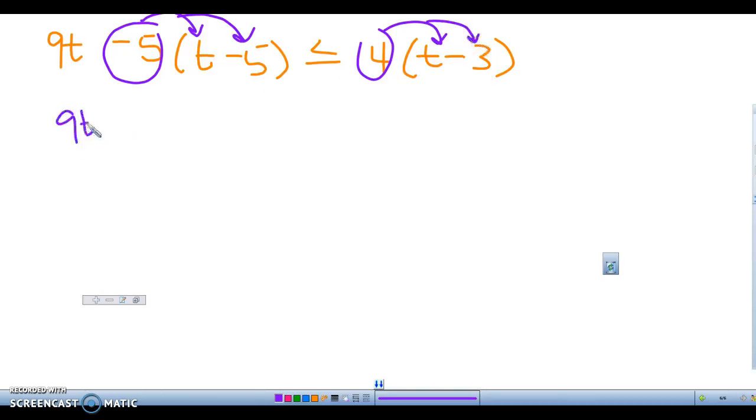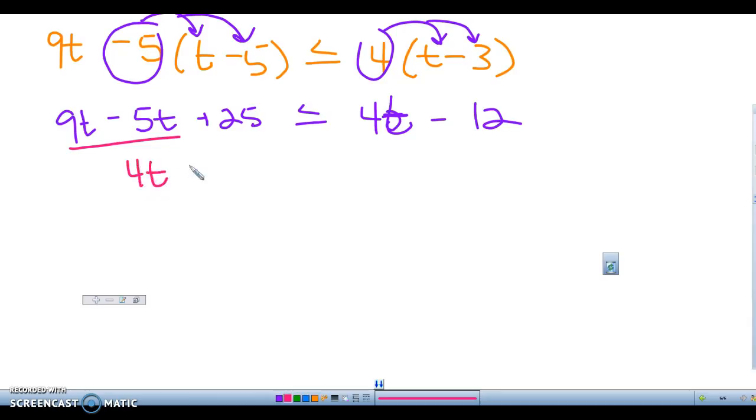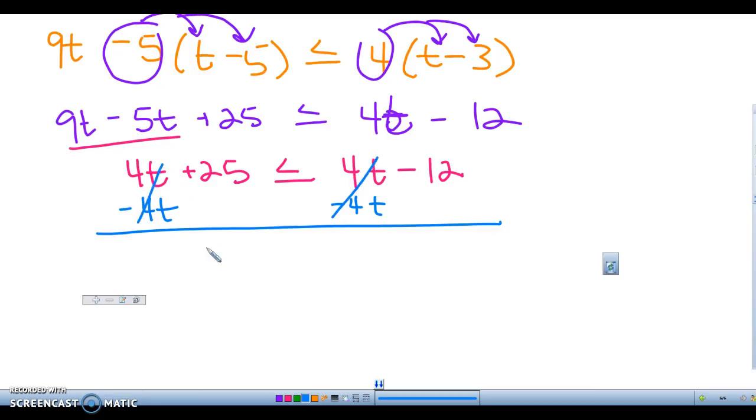So I get 9t minus 5t plus 25 less than or equal to 4t, not 40, 4t minus 12. If I combine like terms, this will give me 4t plus 25 is less than or equal to 4t minus 12. Notice that we have 4t on both sides. So if I subtract 4t from both sides, they cancel out, and I would be left with 25 is less than or equal to negative 12.